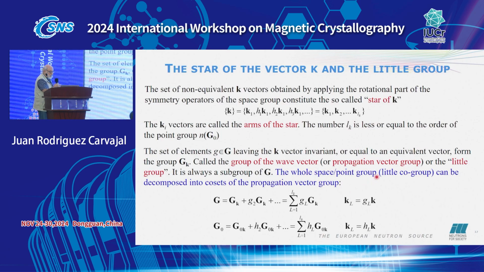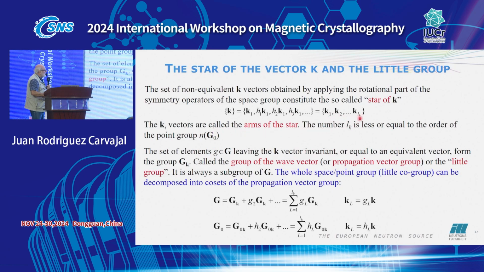You have a primary K vector. We can, for example, call that K1. And then if we apply the symmetry operators of the space group to the K vector, just the rotational operator, then you get K1. These are just the coset representatives. But in general, you can put that. And at the end, you arrive at a finite set of K vectors that are related by symmetry operators of the original space group. Then the Ki vectors here are called the arms of the star.